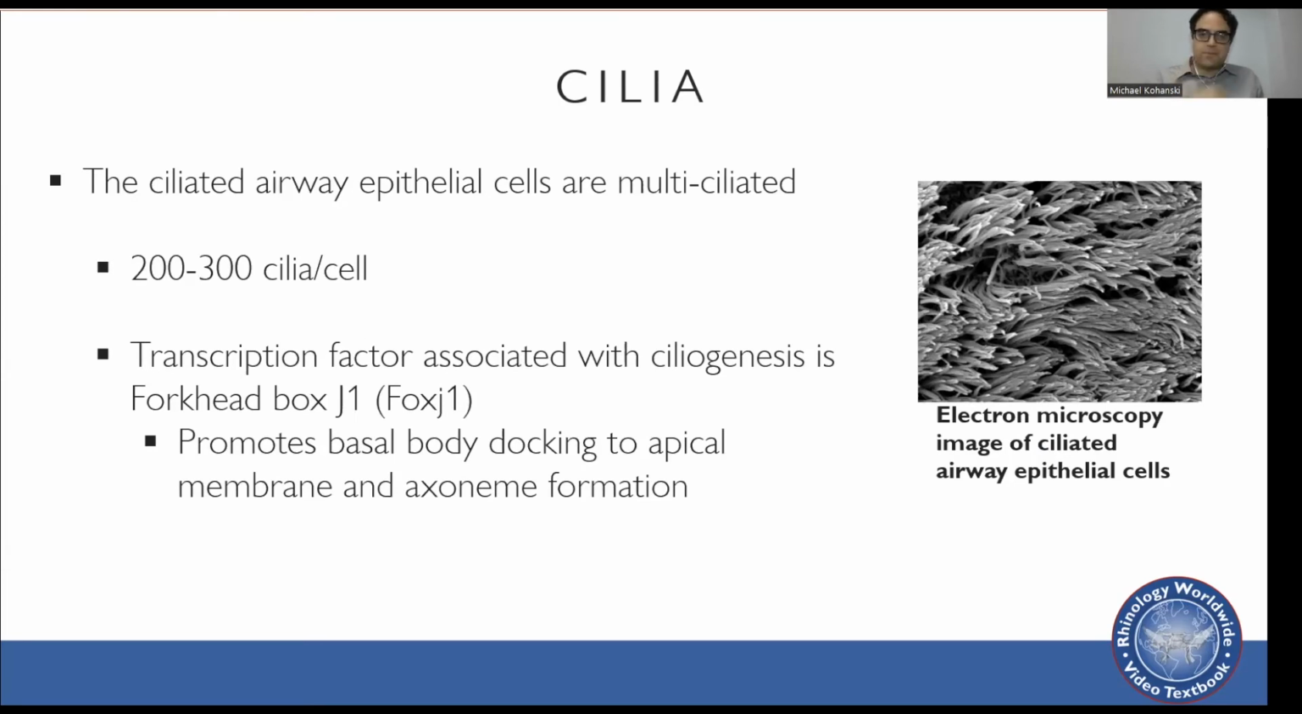So ciliated airway epithelial cells are multiciliated, as you can see in this electron micrograph showing ciliated airway epithelial cells. There are about 200 to 300 cilia per cell. The major transcription factor associated with ciliogenesis is Forkhead box J1, FOXJ1, which helps promote basal body docking to the apical membrane, which then supports axoneme formation and subsequent cilia formation.